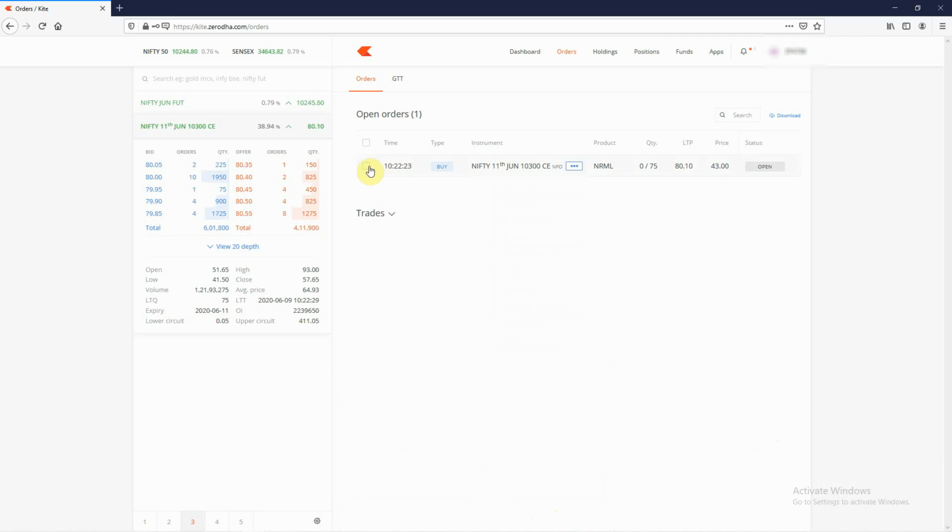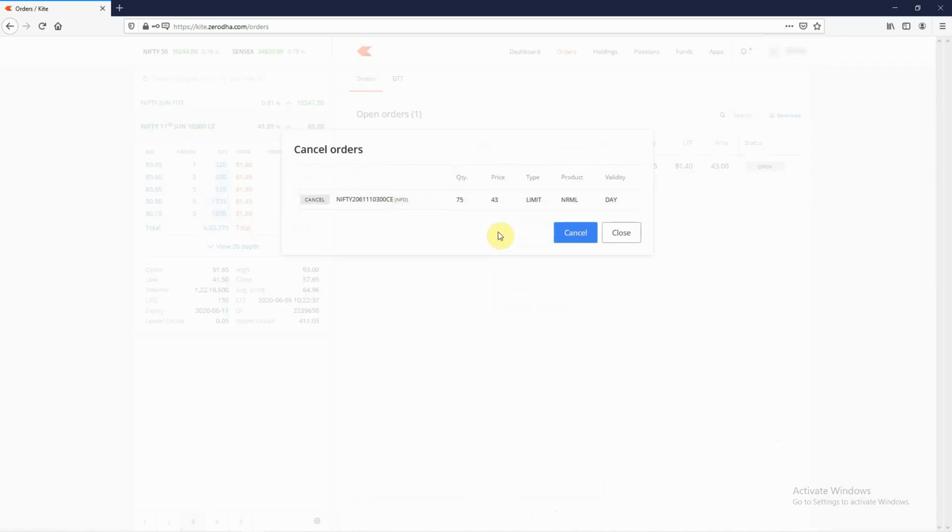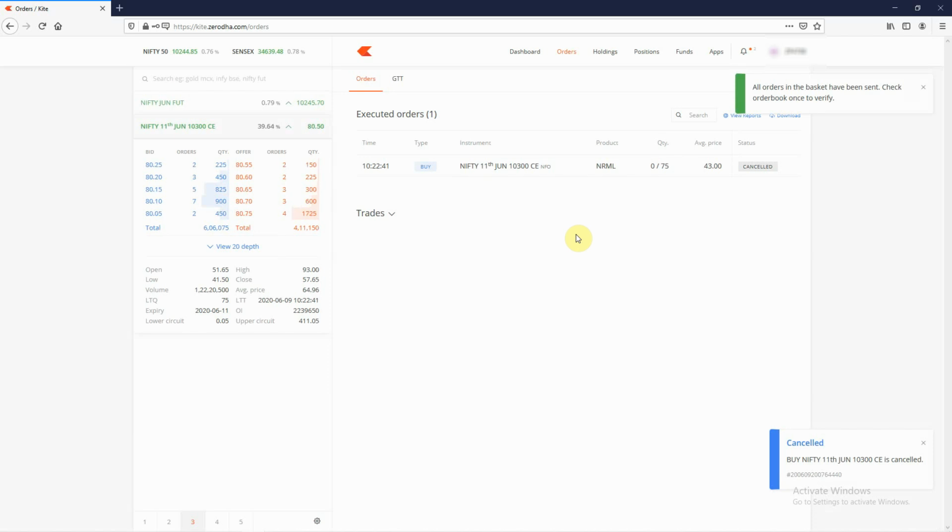Now again, say I have changed my mind and I don't want to take this order anymore, how do I cancel it? You just select the tab here and cancel this order. It's going to ask whether you want to cancel it. You say yes, cancel. So the order is no more in the market and it has been cancelled. You can see the status here, cancelled.